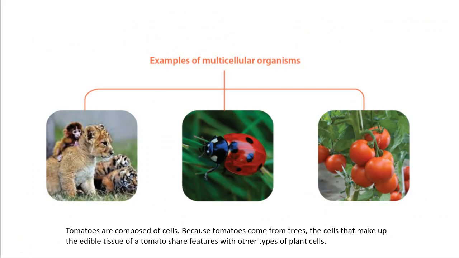Now let us see some more examples of multicellular organisms. See, a lion over here, and above it we have got a small monkey over here. Both of them are multicellular organisms. See, a small insect, again a multicellular organism. What about them? They are tomatoes. Well, you see, tomatoes are also composed of cells. Why? Because they come from trees, and the cells that make up the edible tissue of the tomato share features with other types of plant cells.